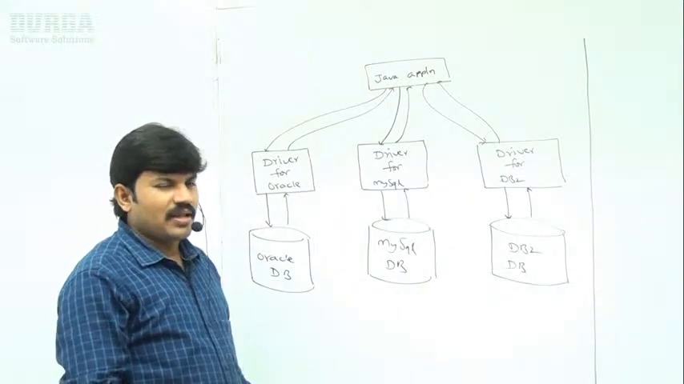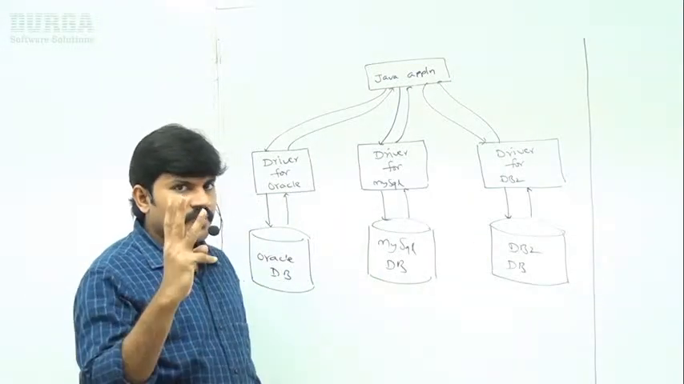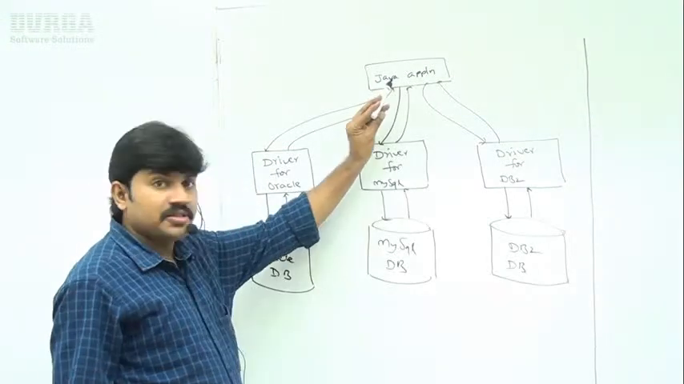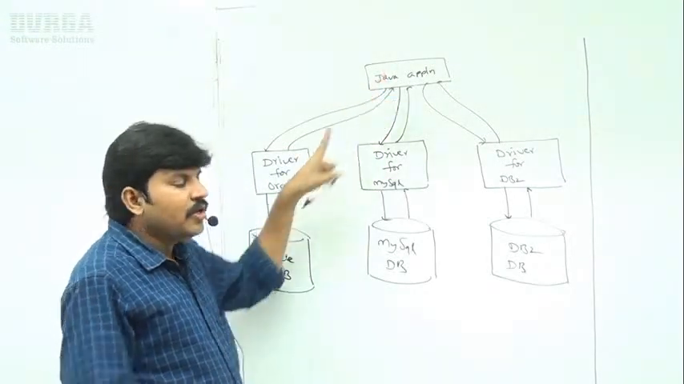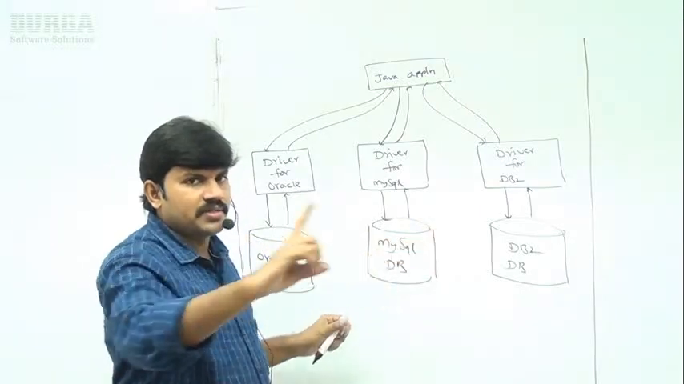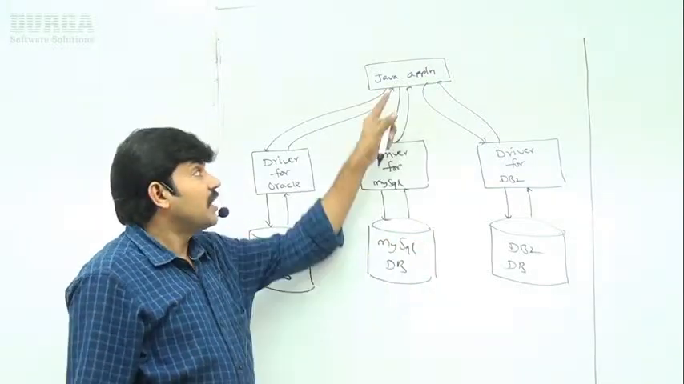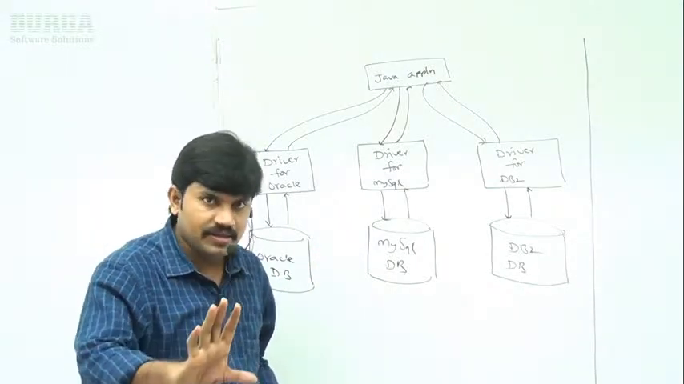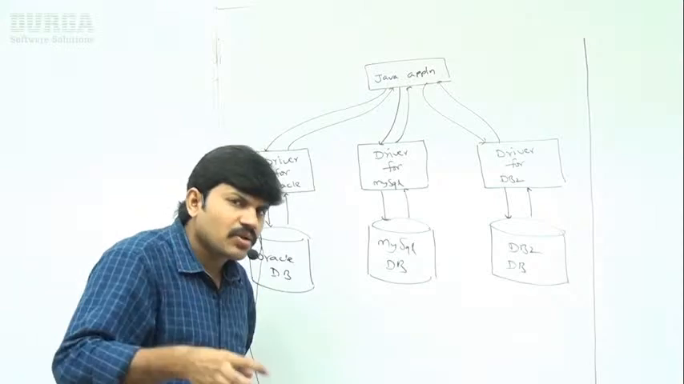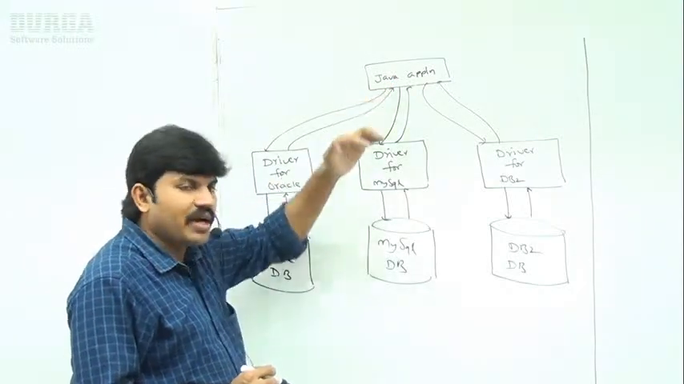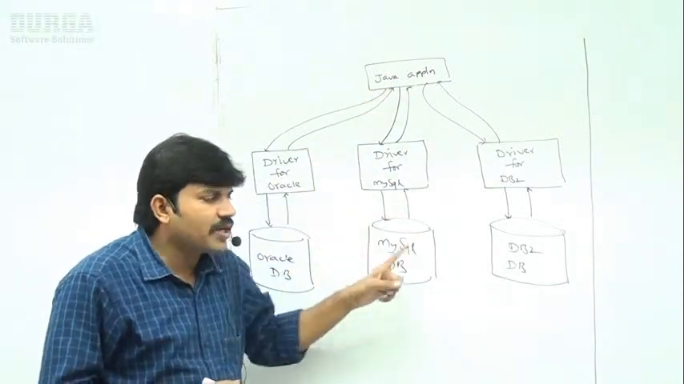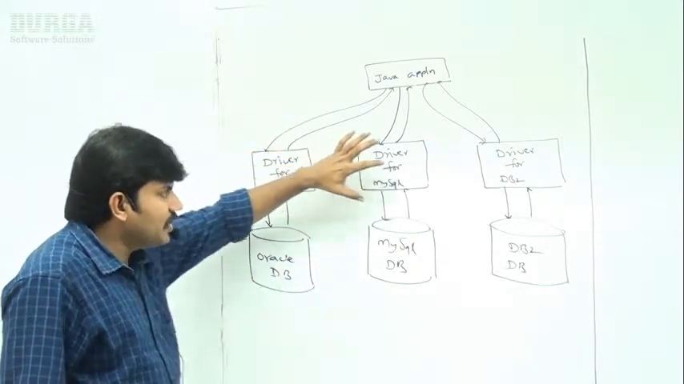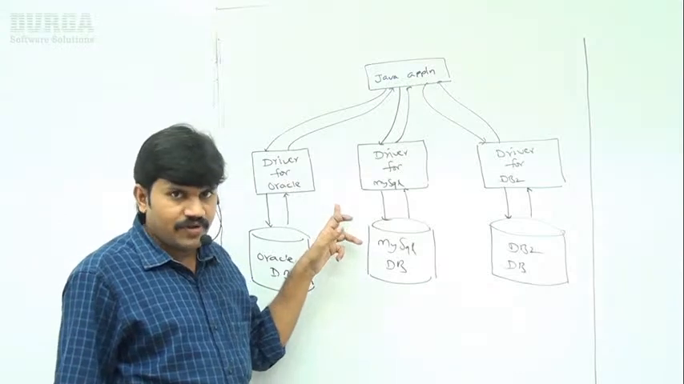Now, can you please tell how many databases are there? 3 databases. But how many Java applications are there? Only one application. Have you observed that? For any number of databases, one Java application is enough. That's why Java is database independent. But who is going to convert Java into database specific terminology? The corresponding driver is going to take care. Is it clear for all of you?